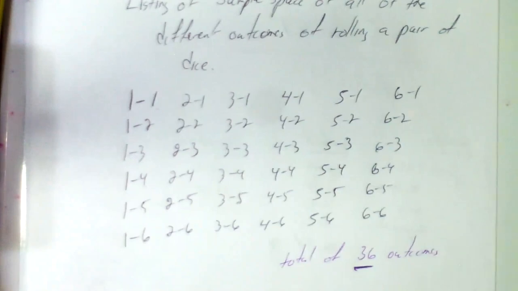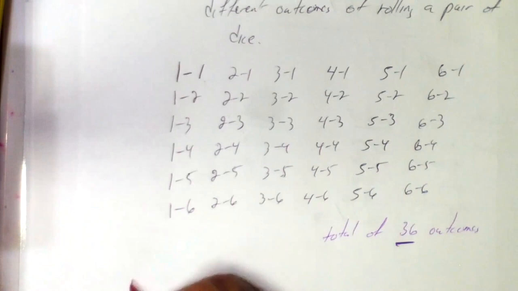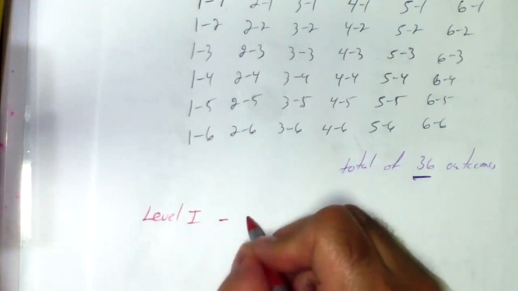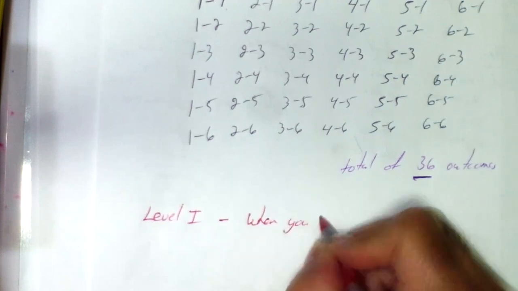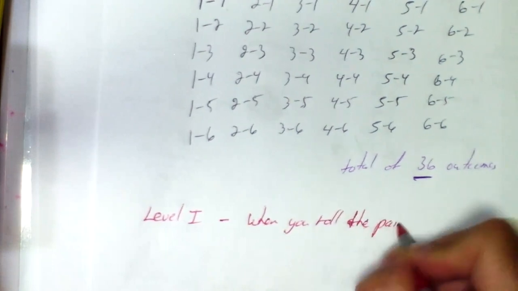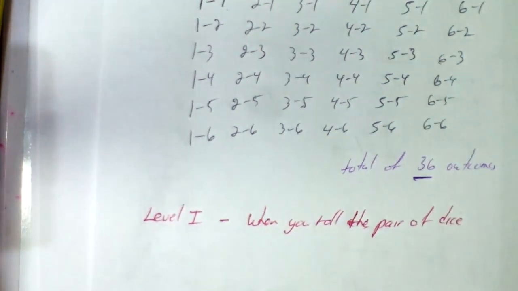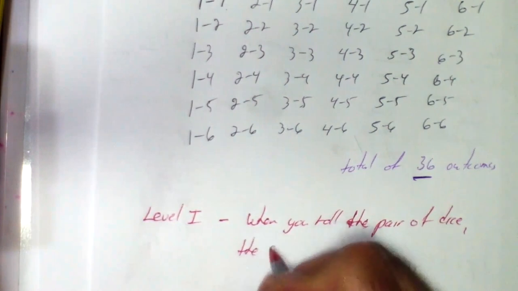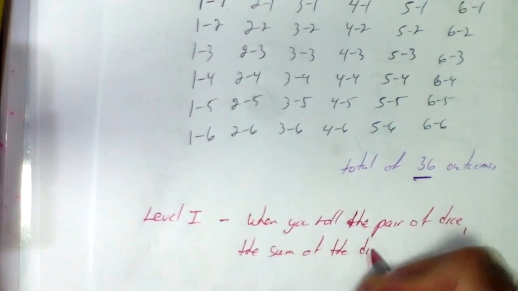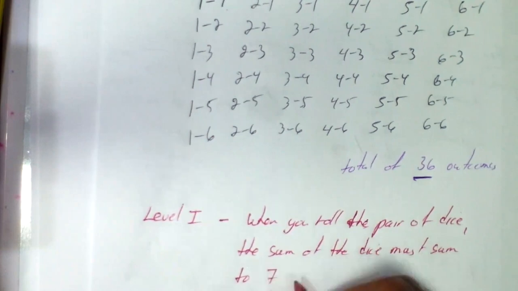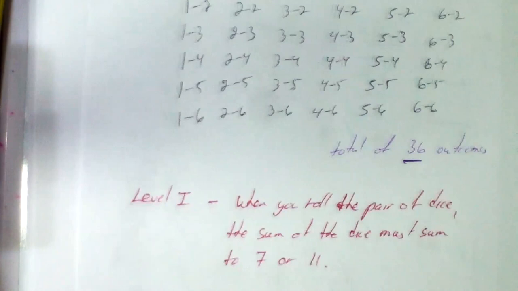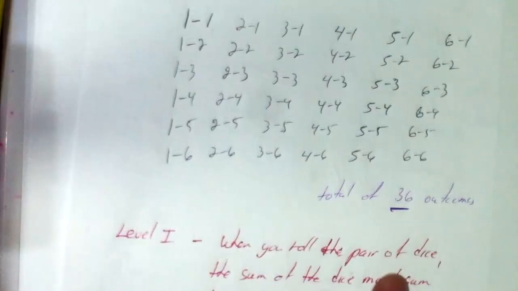Now, going back to the game of craps. For level one, when you roll a pair of dice, I believe red and blue in Las Vegas, the sum of the two dice must sum to 7 or 11. That's level one. So let's circle all of the ones that sum up to 7 or 11.